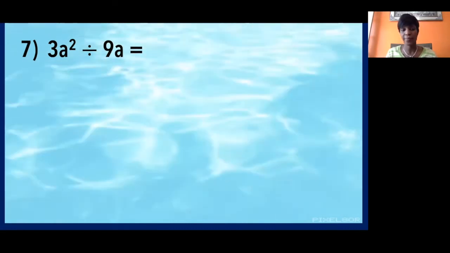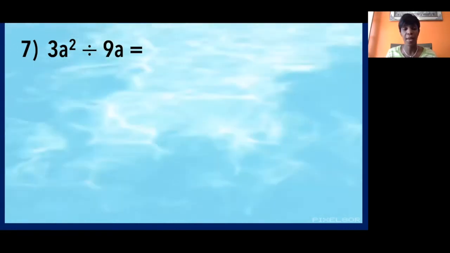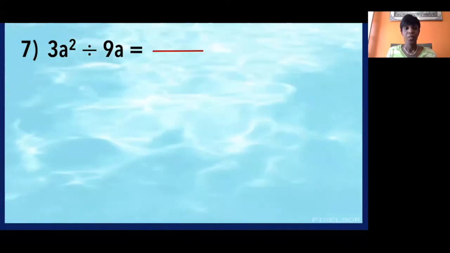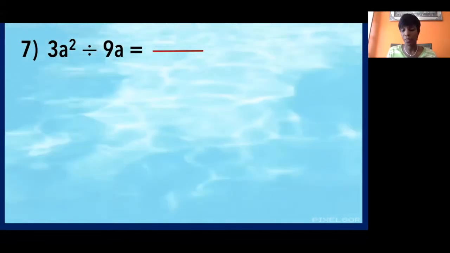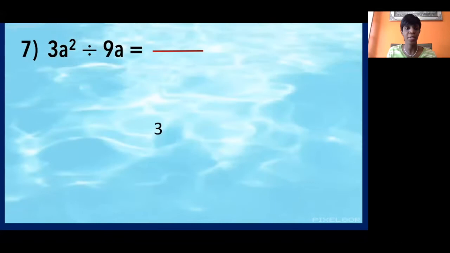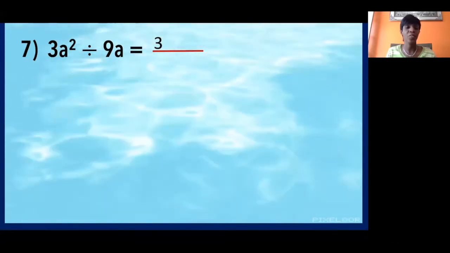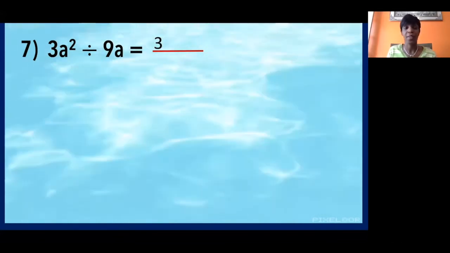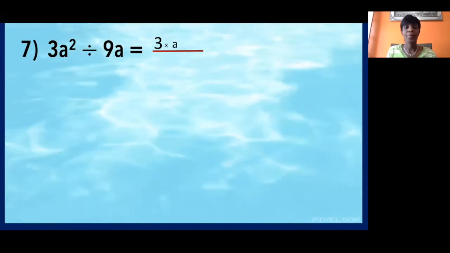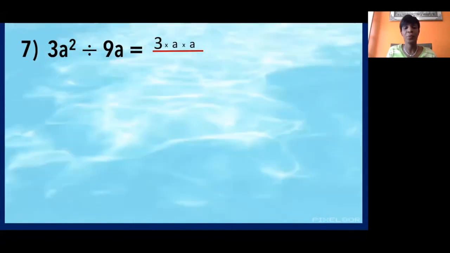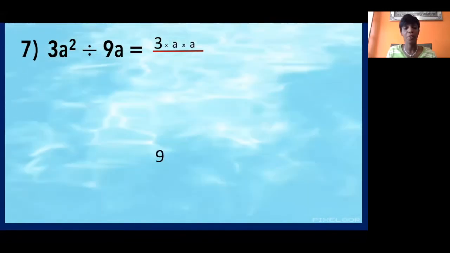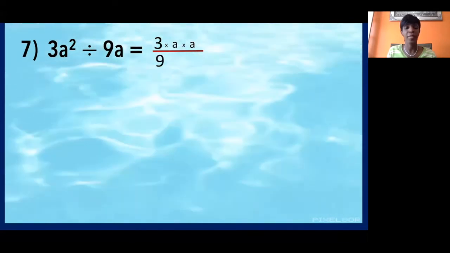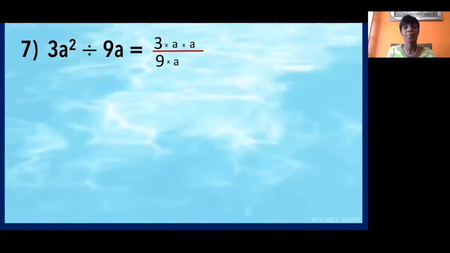Okay, so let's get started. The first thing we're going to do is set up as a fraction. What goes at the top? We're going to put 3, and it says 3a squared. So how many a's is that? That's a times a, because we have 2 a's. And what goes at the bottom? We're going to have 9 and 1 a, so 9 times a.